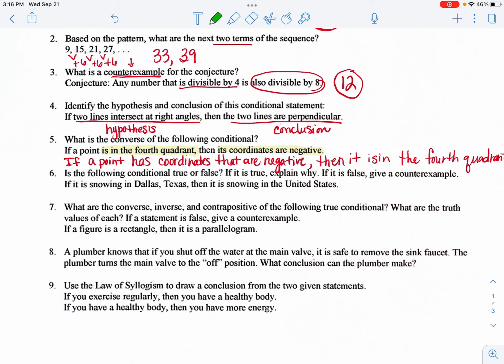Okay, number 6, we were asked to state the truth value, and if it's true, explain why. If it's false, give a counter example. So the statement, if it is snowing in Dallas, Texas, then it is snowing in the United States, of course, is true. And that is because Dallas, Texas is in the United States.